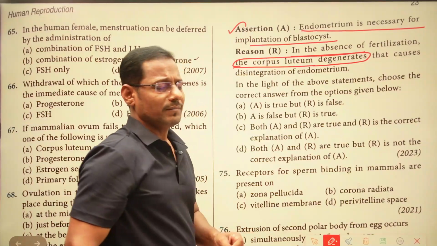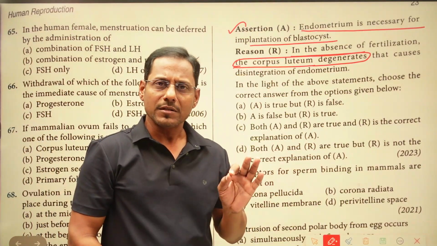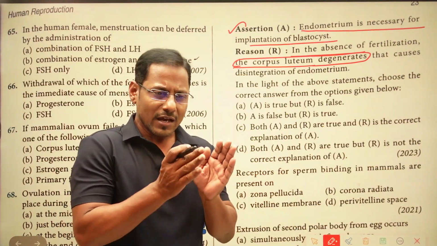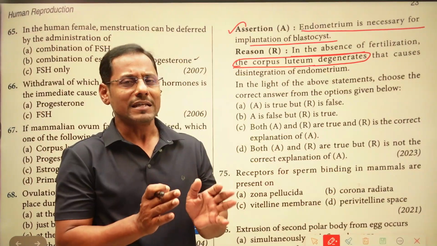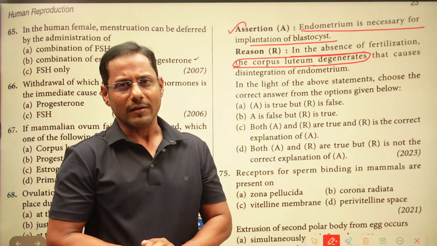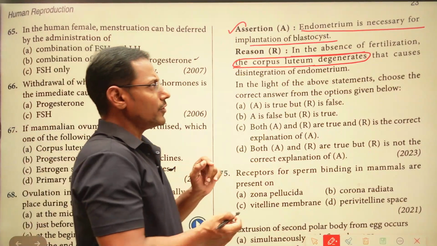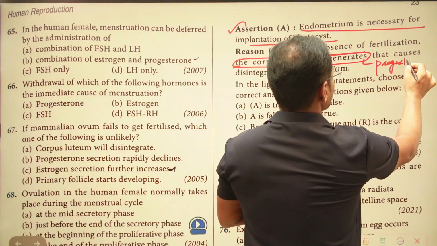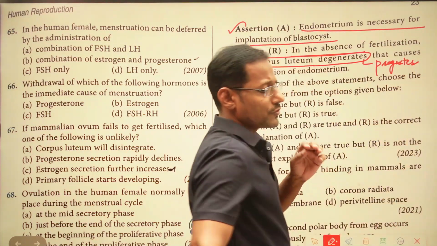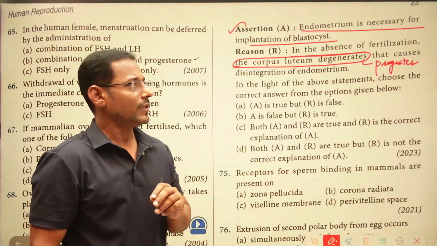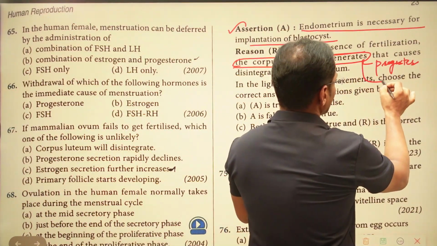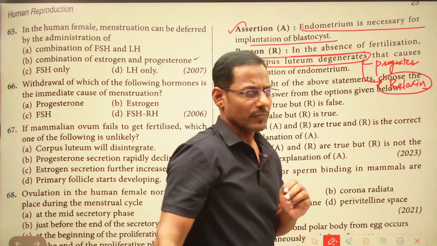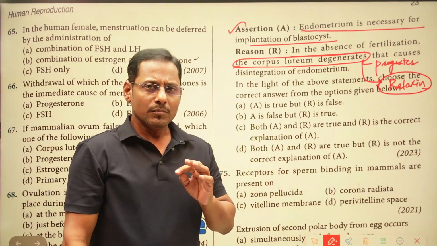Yes, absolutely. If the fertilization takes place, what happens? The corpus luteum will be there in the ovary itself. That corpus luteum acts as a temporary endocrine gland. It produces the progesterone, which is very essential for growth of endometrium. This corpus luteum also secretes one more hormone, that is relaxin, which is not given in our textbook. Relaxin is also secreted by corpus luteum.